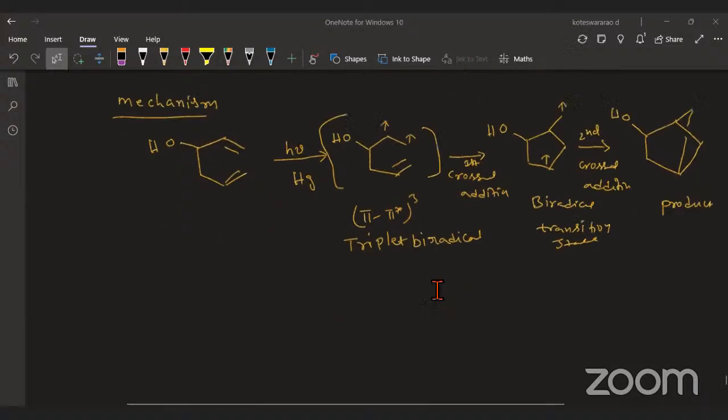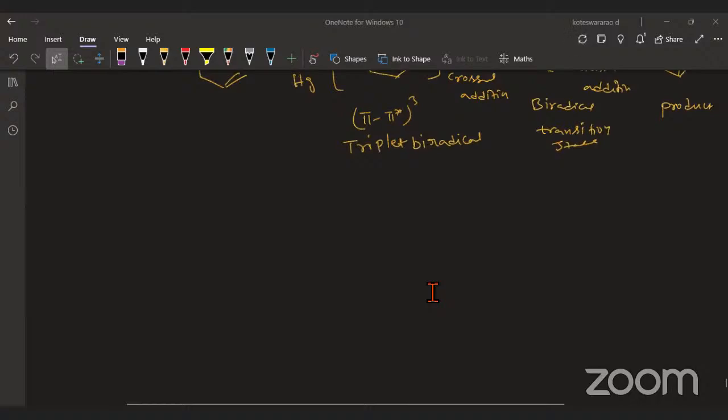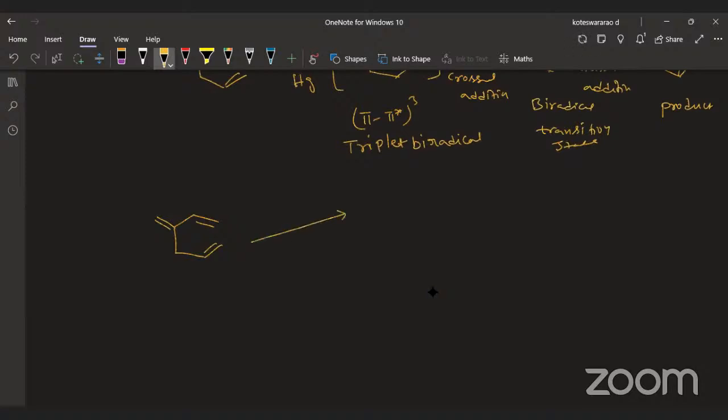Some other reactions are involved in the cross-reduction. You take the similar molecule, but in place of hydroxy, you take the double bond. It leads to two different kinds of reactions. Whenever we irradiate directly, with no triplet sensitizer, it leads to the formation of a singlet state transition state. Then it undergoes a cycloaddition, sorry, an electrocyclization reaction.